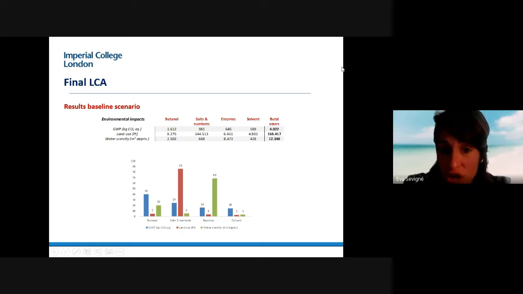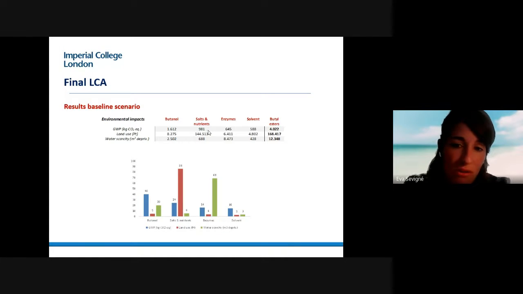In the case of climate change, the majority of the impacts are coming from the use of butanol, because this butanol comes from fossil fuels, and that's why there is this high amount of CO2 emissions. In the case of land use, it is the production of the salts and nutrients, which are necessary to feed the bacteria that are necessary in the process. And this high amount of impacts comes from the use of glucose, because this glucose was necessary to feed these bacteria, and the production of this glucose generates a huge amount of land use impacts.